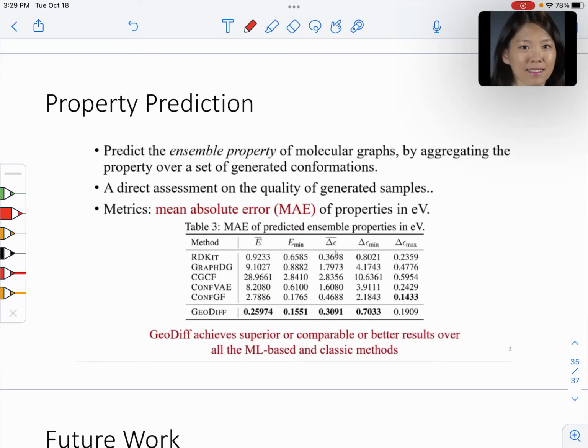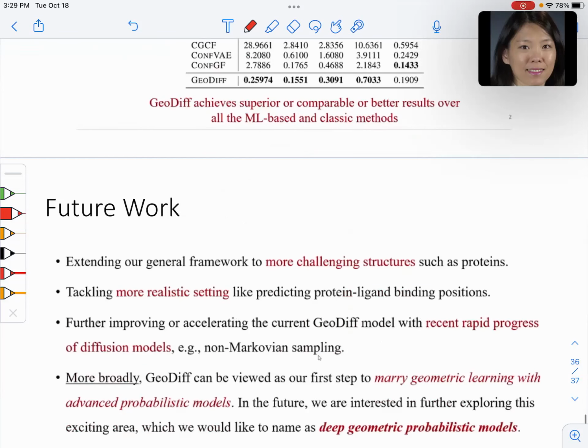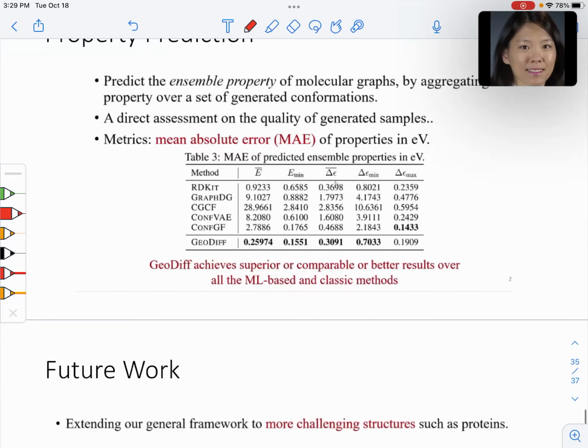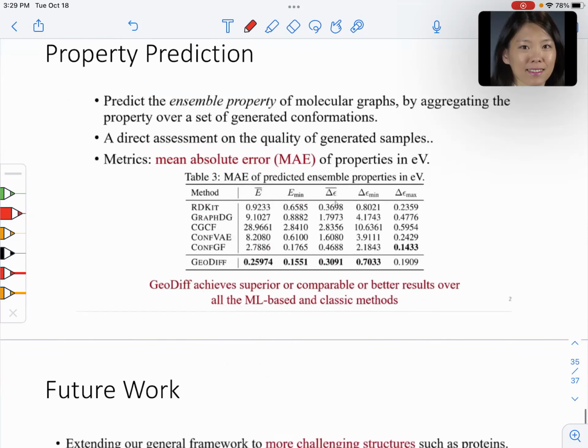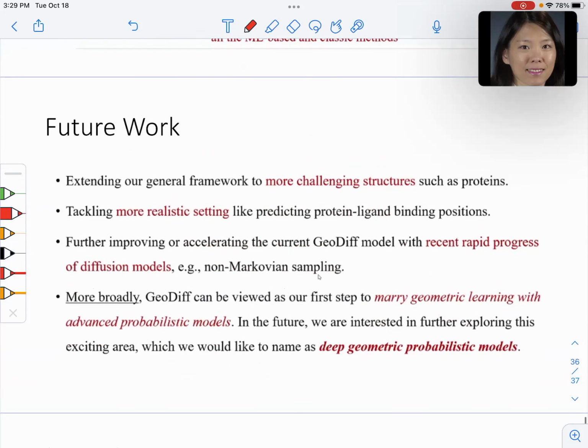So from the results table, it still shows that the proposed method achieves superior or comparable results over all ML-based and classic-based methods. And yeah, so that's basically all the experiment results in this paper. And they also mentioned several future directions they would like to explore.